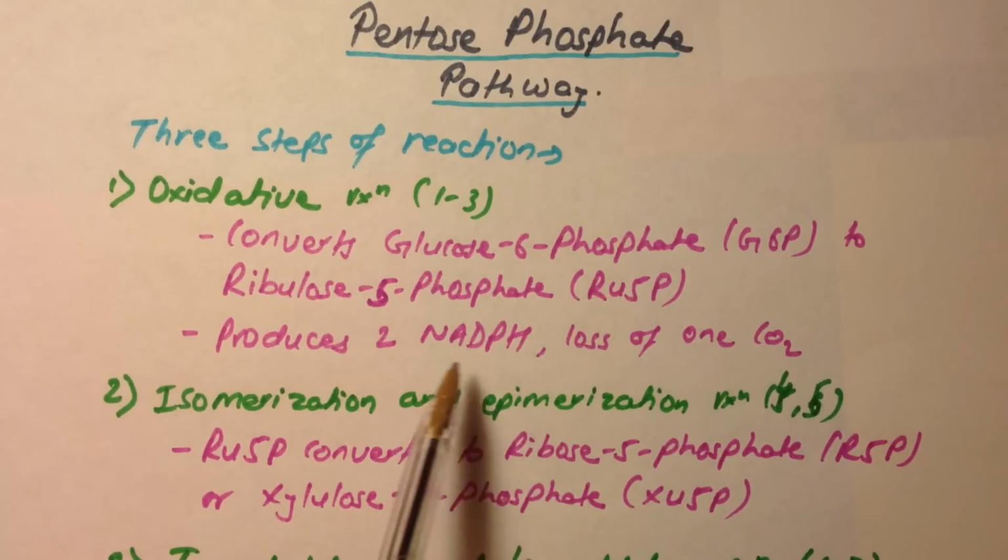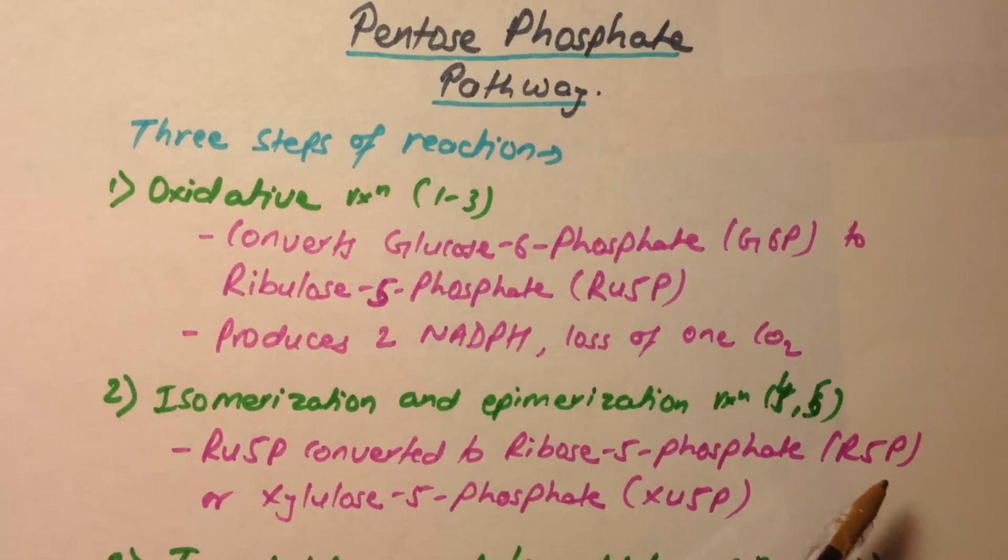NADPH is used in synthetic reactions and is used to produce fat and other biomolecules, whereas ribose 5-phosphate is used to produce nucleotides that are used in DNA and RNA.